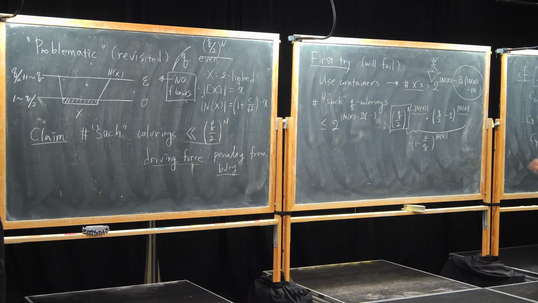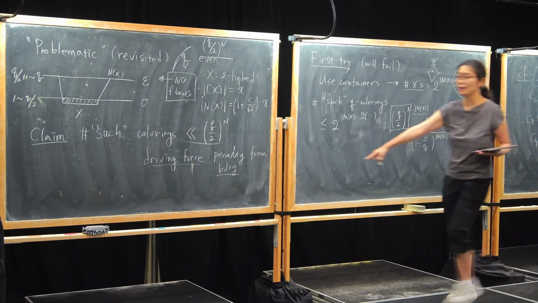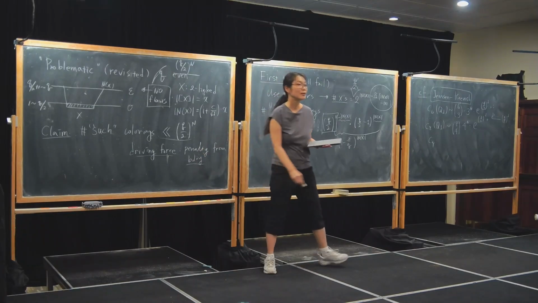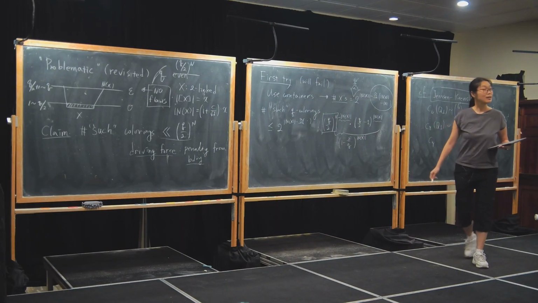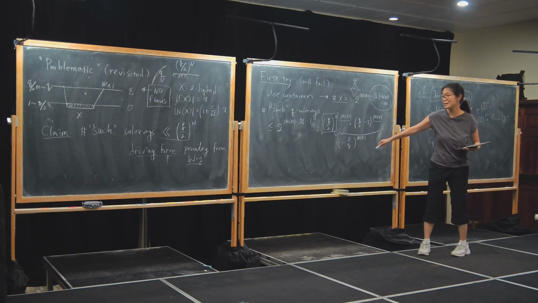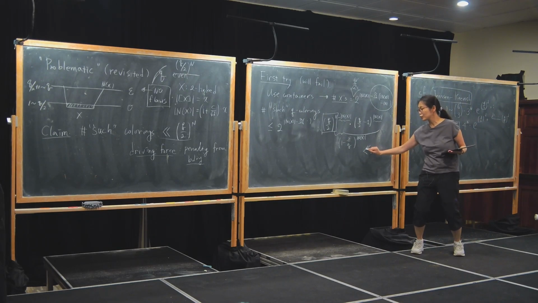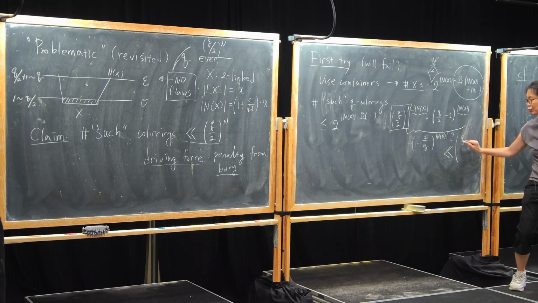So do you think this is much smaller than this or not? Let me give you some time. So do you think this entire thing is much smaller than q over 2 to the n? Yes or no? There are two options.